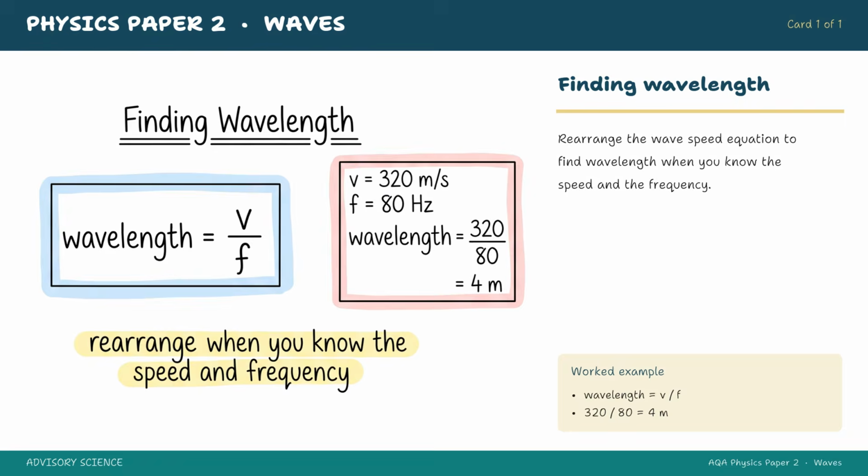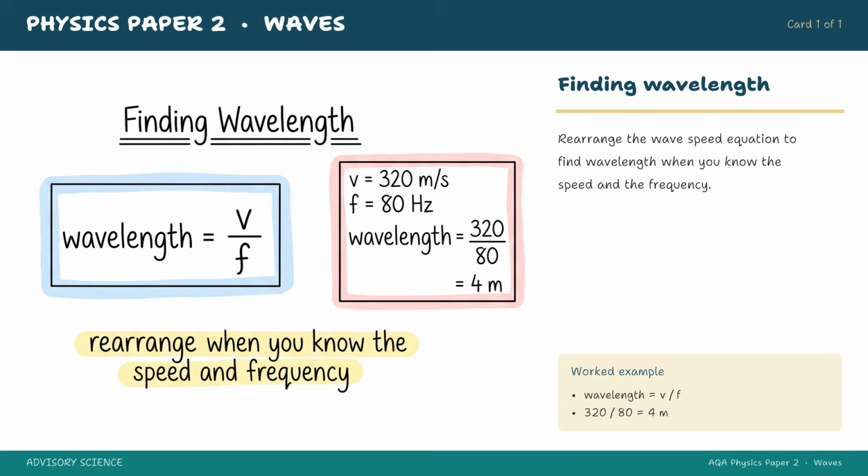The other way: a wave travels at 320 meters per second with a frequency of 80 hertz. To find the wavelength, you rearrange to wavelength equals wave speed divided by frequency, which is 320 divided by 80, which equals 4 meters. In the exam, check frequency is in hertz and wavelength in meters before you multiply. And remember, every wave, sound, water, and light, obeys this same equation.